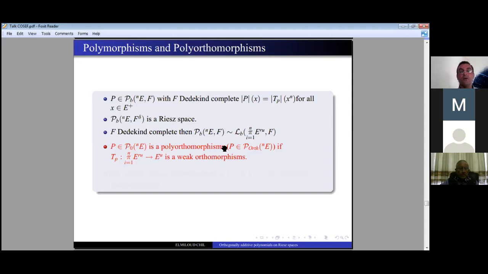And then, if we give this new definition of polyorthomorphism, we can give the same thing as for linear operators in the case of polynomials. So we can say that a polynomial is said to be a polyorthomorphism if the associated linear map is a weak orthomorphism. It is a weak orthomorphism because the domain of T_P is a subspace order dense in the universal completion. So this is a weak orthomorphism, and we can say the new definition of polyorthomorphism. In the same way, we can say that P is said to be a polymorphism if the associated linear map is a homomorphism.